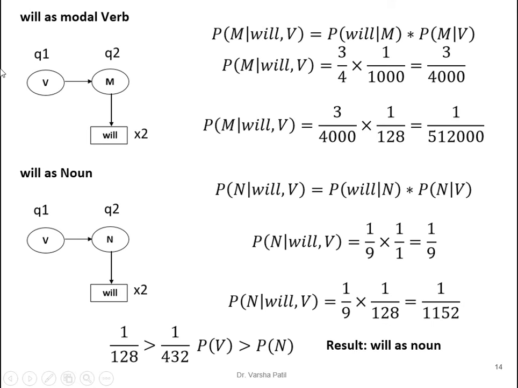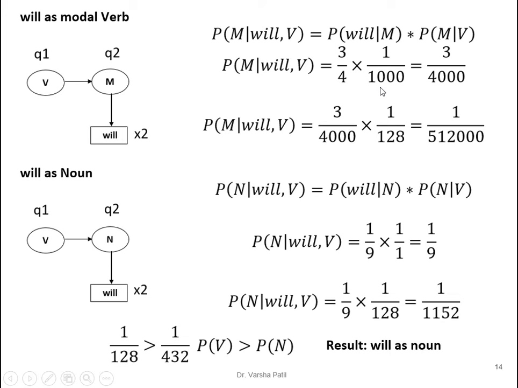And here I just want to say an important thing, that there is no such standard formula for smoothing. You can use Laplace smoothing also, but even if you don't go for Laplace smoothing, you can apply a simple formula in a simple way so that your answer should not be 0. For example, here I am using 1 by 1000. Why? Because the probability of will given M is 3 by 4, but the probability after a modal verb of a verb is 0. So when we use a 0, what will happen? The entire answer gets 0.